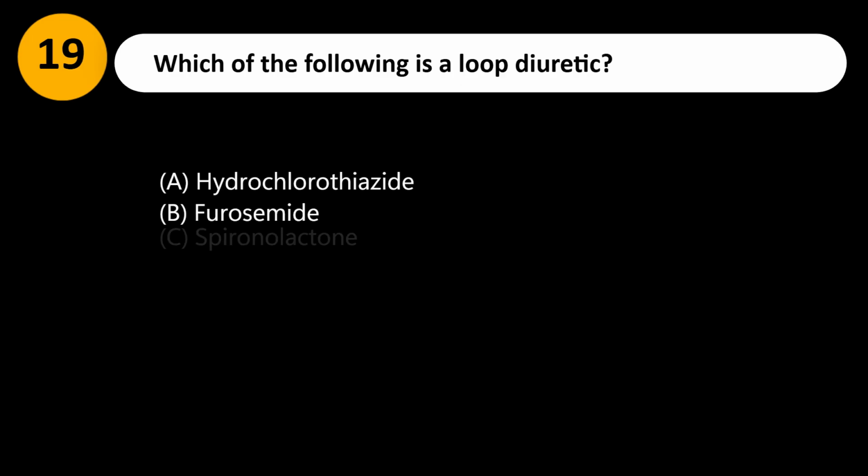Which of the following is a loop diuretic? A. Hydrochlorothiazide. B. Furosemide. C.